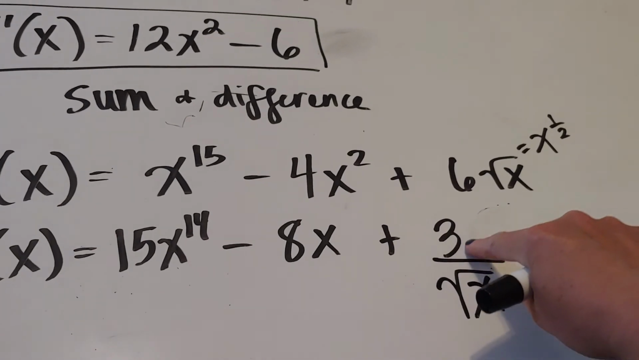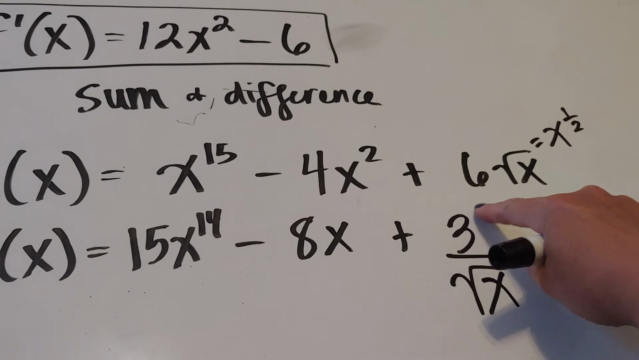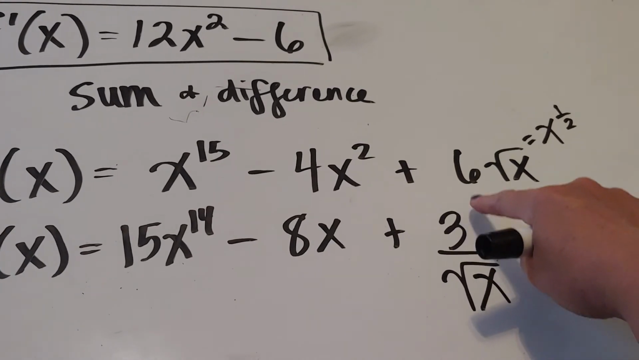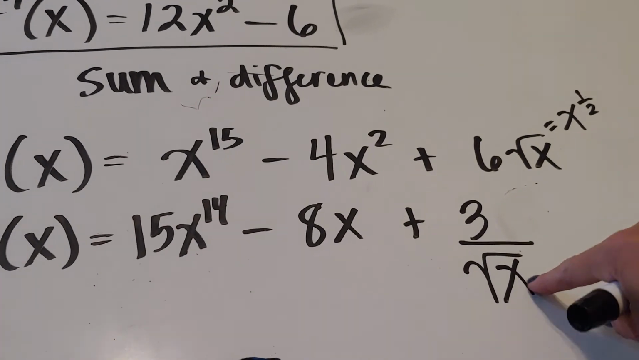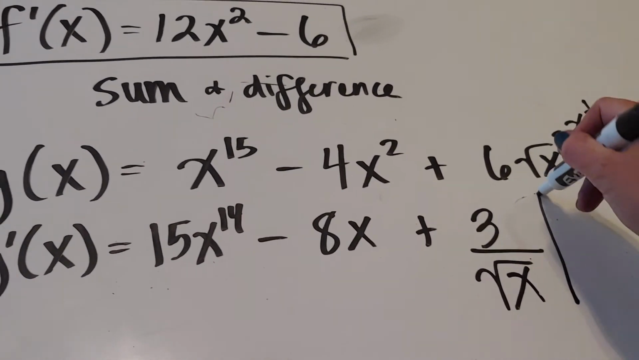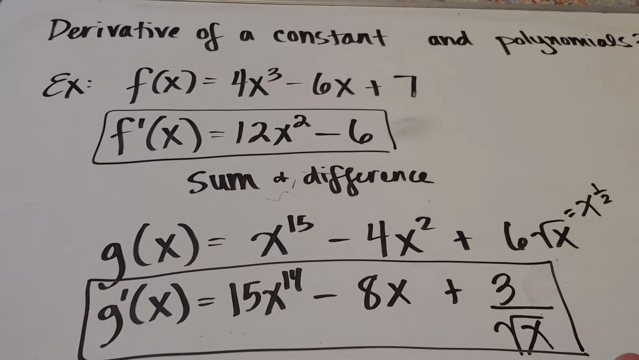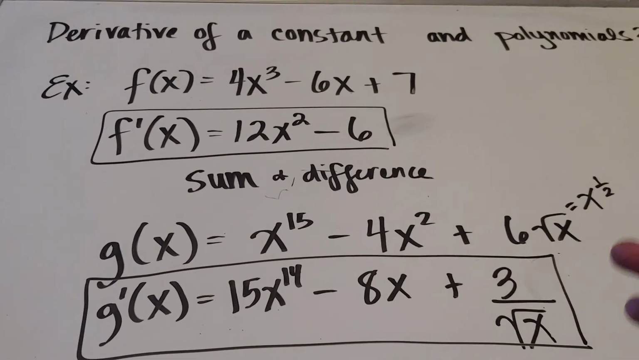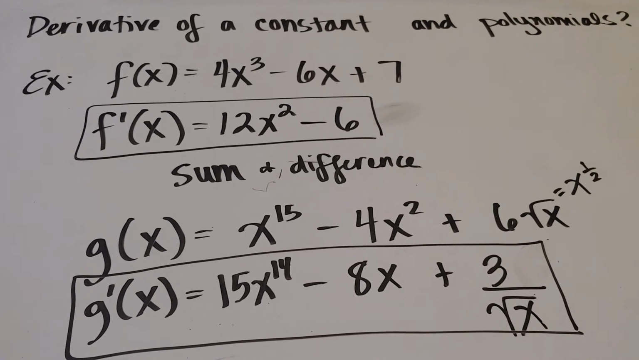For those who are wondering why didn't the 3 move down, it's because it doesn't have a negative exponent. This is just the number 3. The 3 lives upstairs. This guy, when I took the derivative, was x to the negative 1/2, so it lives in the denominator. So there's our answer. All right, good luck doing the derivative of a constant plus looking at polynomial or polynomial-like functions.